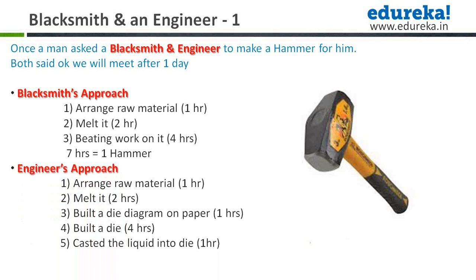Then we come to the engineer's approach, that is a Java programmer's approach, the object-oriented approach. He arranged raw material for 1 hour, melted it for 2 hours, and built a die. Consider the die as a class. He built a die diagram on paper for 1 hour, then built the die for 4 hours, and cast the liquid into the die for 1 hour. He took around 9 hours to create one hammer. So he created a class already, a die for the hammer.